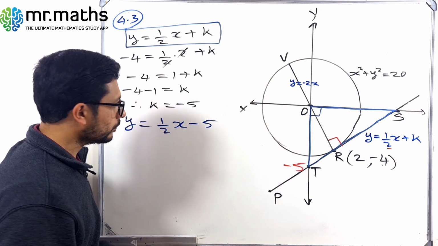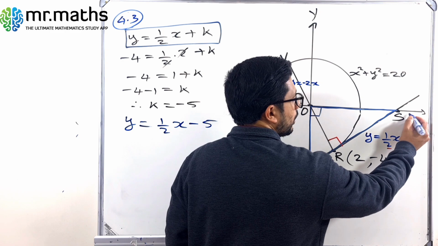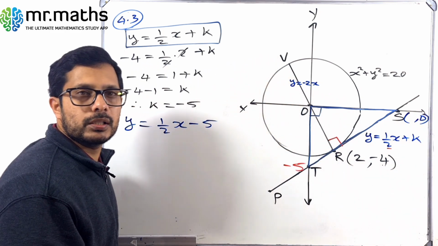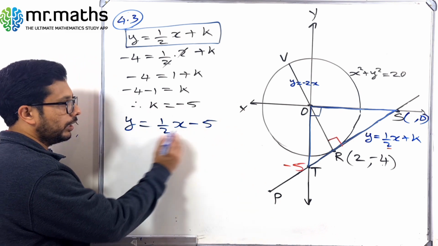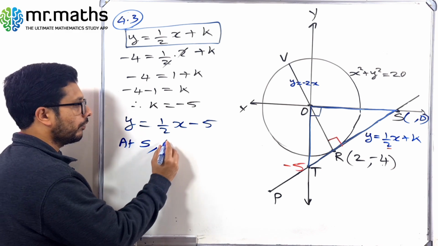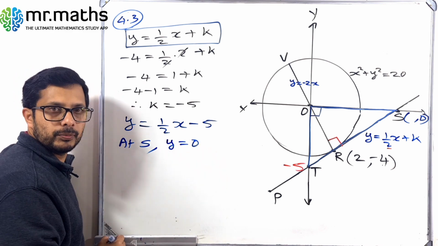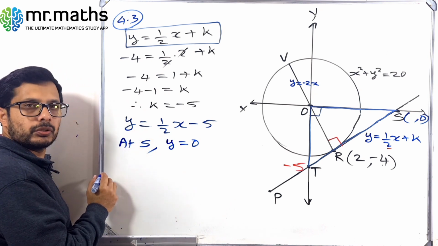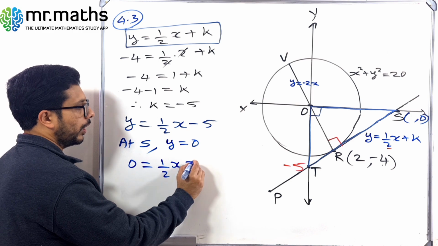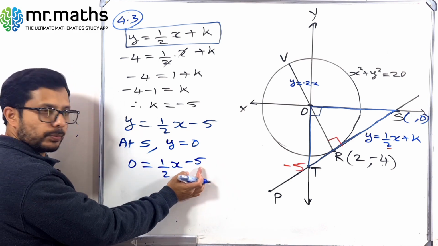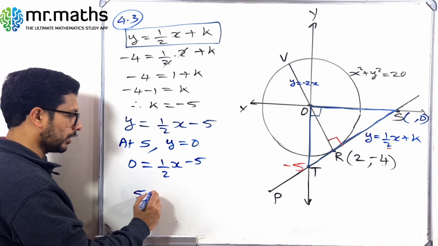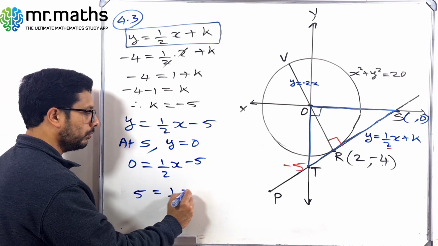Am I right? Okay. So at the x-intercept, what is the y value? We know that the y value is 0. So what is the x value? How can I find it? At the point S, what is the y value? y is equal to 0 because that is the x-intercept. So substitute y as 0 here. So 0 is equal to half x minus 5. Take this minus 5 to this side, so it is positive 5. Am I right? Minus 5 on the other side is positive 5. 0 plus 5 is equal to half into x.